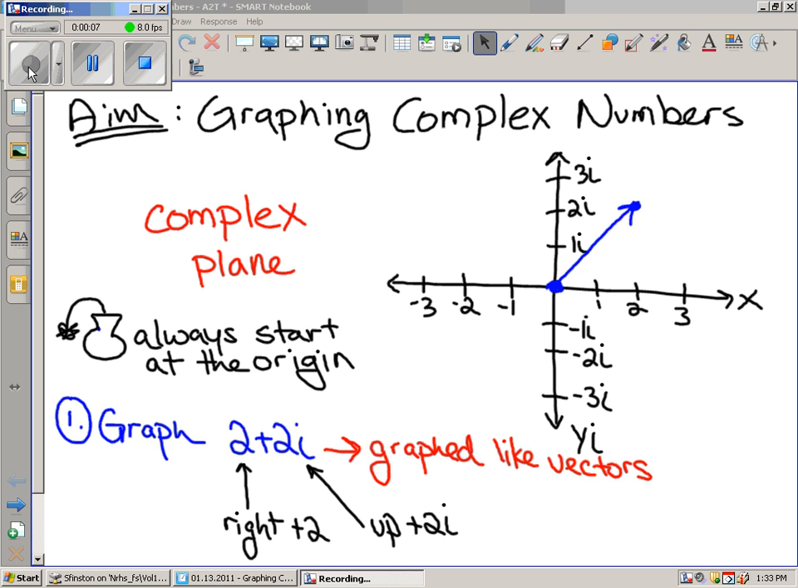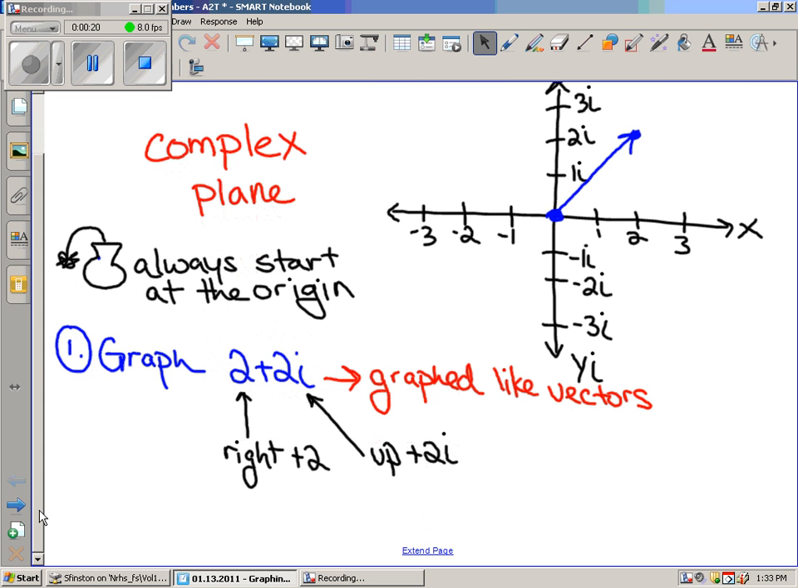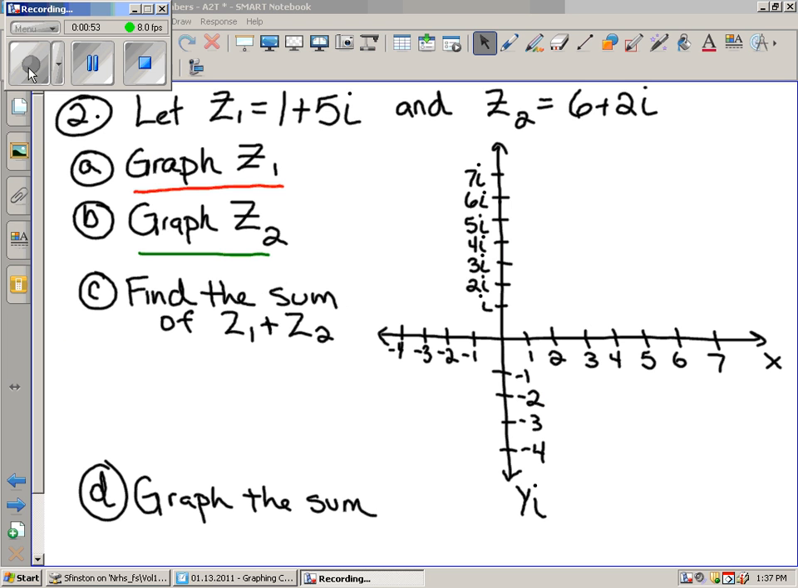My bad. So our aim for today is graphing complex numbers. Complex numbers get graphed on this complex plane. The only difference between it and the normal plane is that there's an x-axis, and then there's a y-axis. You graph them like vectors. You always start at the origin, and then you graph the complex number. This first part is the x, however much you're going to go in the x direction, and this is however much you're going to go in the y direction. So start here, go over 2, up 2i, put a dot, and connect them, and that's the complex number 2 plus 2i.